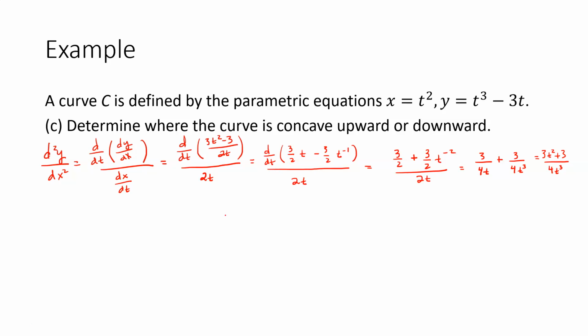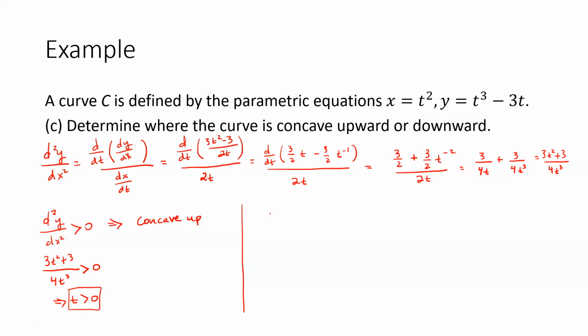Now let's figure out when this is positive and when it's negative. We know that when our second derivative is positive, we're going to be concave up. And that occurs when (3t squared plus 3) over 4t cubed is positive. That's going to occur only when t is positive, because 3t squared plus 3 is always positive in the numerator, so the denominator will be positive when t is positive. So it'll be concave up when t is positive.